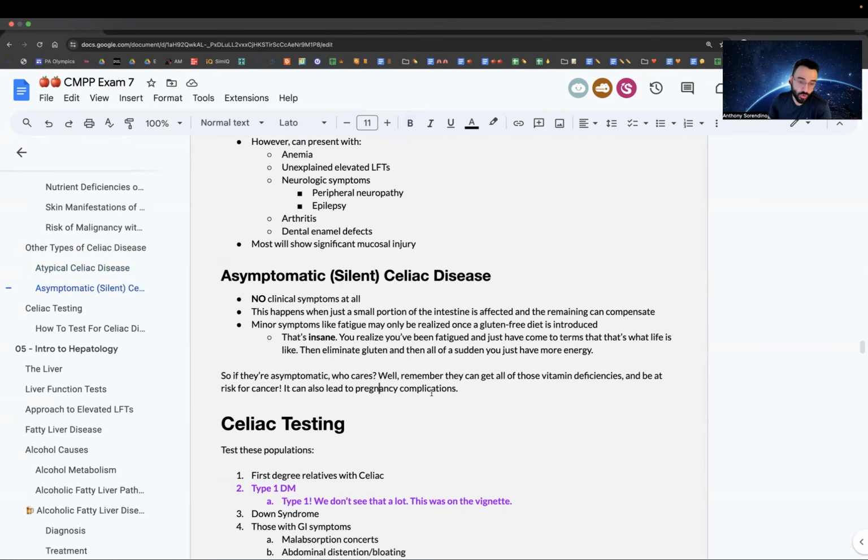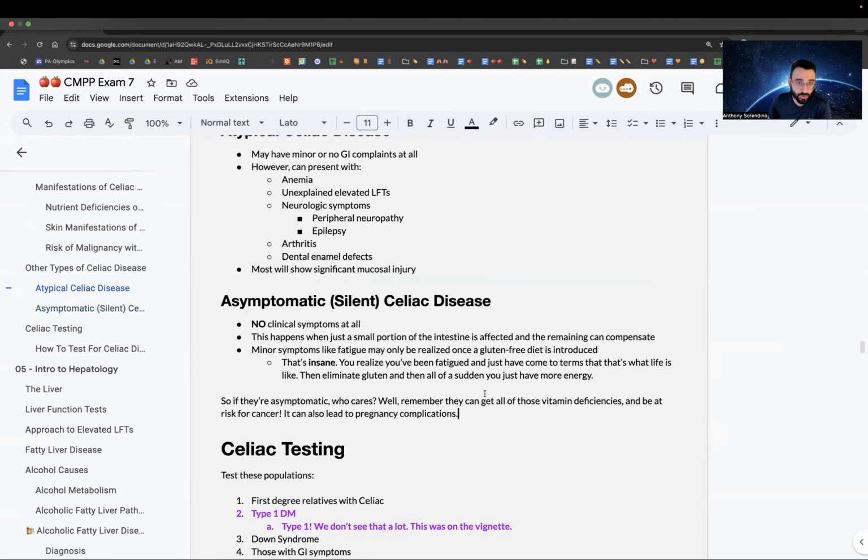So if they're asymptomatic, who cares, right? Well, remember, they can get all those vitamin deficiencies. They can be at risk for cancer, and it can also lead to pregnancy complications. So definitely be on the lookout for that.